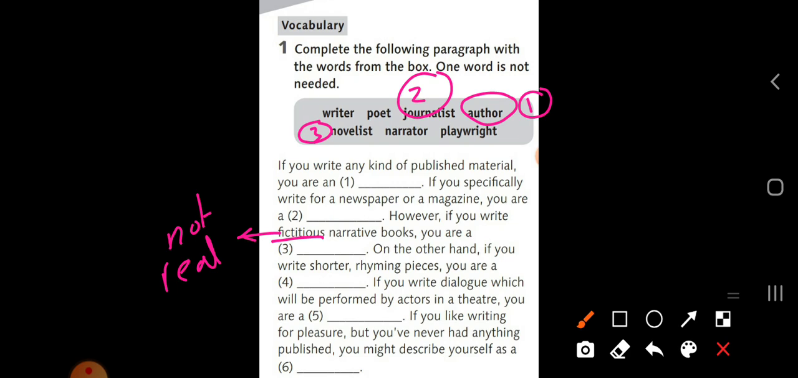Okay. On the other hand, if you write shorter rhyming pieces, you are a... Rhyming, those who have rhymes at the end of them. اللي هي قافية. Rhyming pieces. مقطوعات فيها قافية. تمام. So you are what? You are a poet. If you write dialogue which will be performed by actors in a theater, you are a... What is the meaning of theater? Theater مسرح. Actors ممثلين. So you are what? You are a playwright.